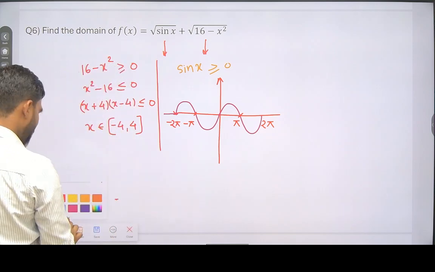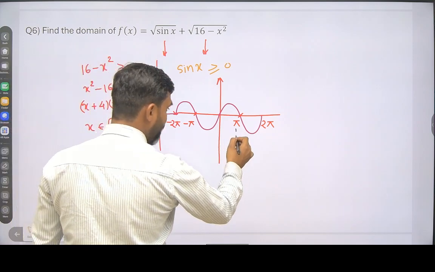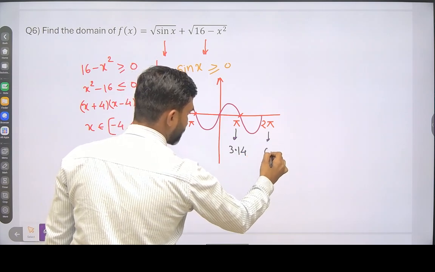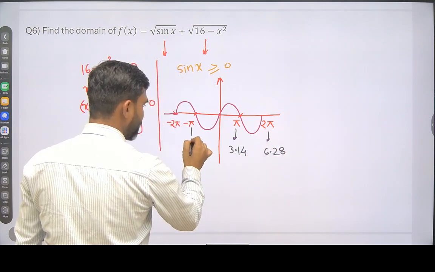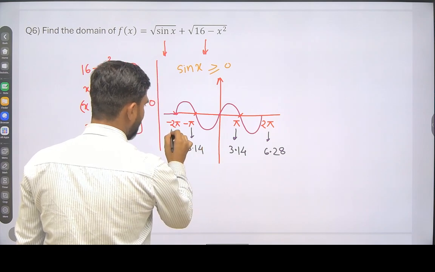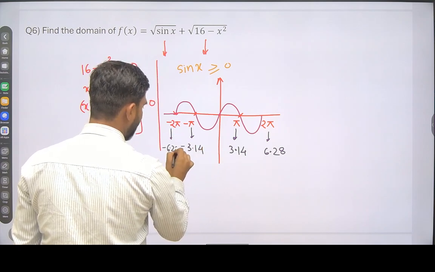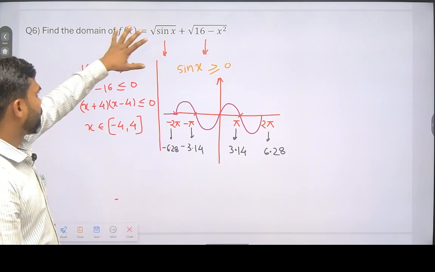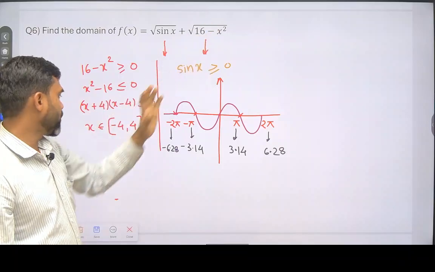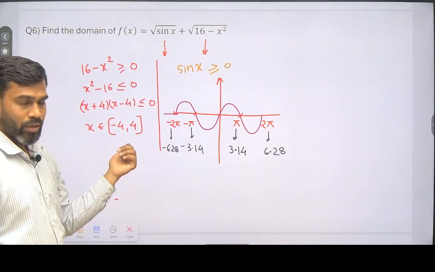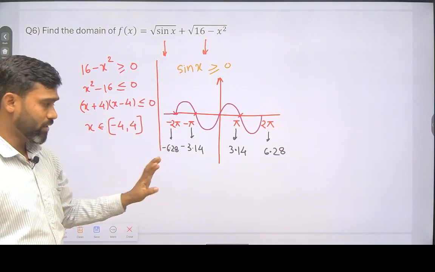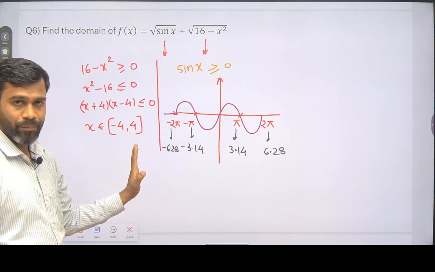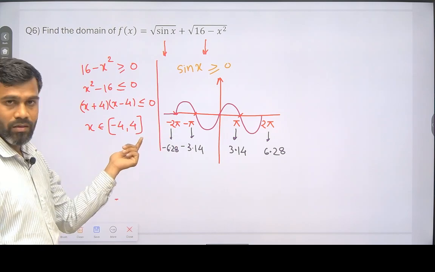So what is the approximate value of pi? It is 3.14, right? This is 6.28, right? And here this will be minus 3.14. This is nothing but minus 6.28, right? Yes or no? Now see, from the second condition or from the second function, what we have got? X belongs to minus 4 to 4. So whatever the final answer we are going to get, it should be lying between minus 4 and 4. Yes or no? It should not exceed this range, right?